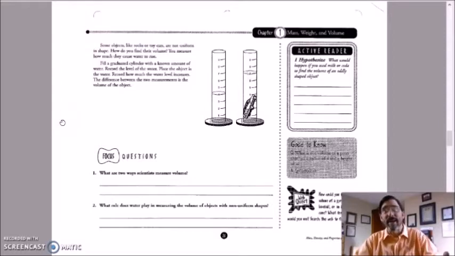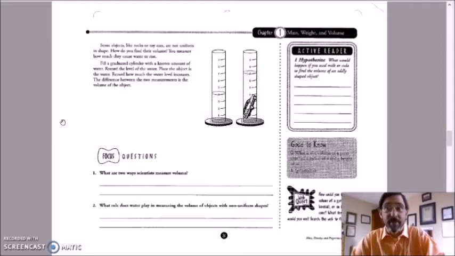Now, what happens if it's an unusual object? Something you really can't measure, or something where there's no formula for it, like a rock. Well, you need to be able to find the volume in a different way. Some objects, like rocks or toy cars, are not uniform in shape. How do we find the volume? Well, you measure how much they cause water to rise.